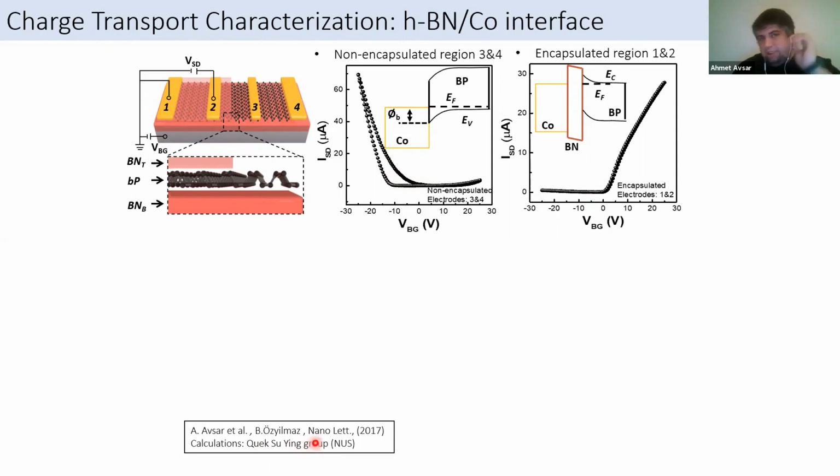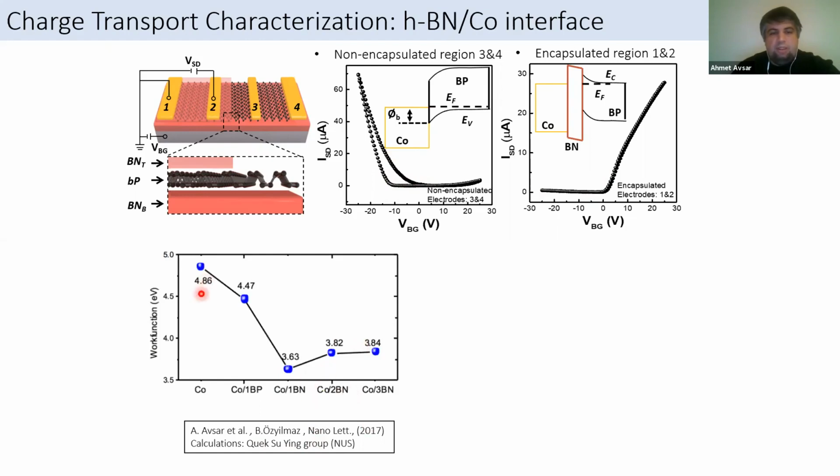We collaborated with Su Ying's group from NUS. But I must also give the credit that there was a PRB paper before, which was predicting theoretically what I'm going to show now, that because of the dipoles at the surfaces, basically this theory was saying that the effective work function of the cobalt is decreasing if you insert the hBN. So our calculation showed that it goes from 4.9 eV to 3.6 eV by just inserting a monolayer hBN, and by putting more hBN, this work function was not changing much. And that's why, indeed, in the case here without hBN, we are much closer to the valence band, and in the case of here, we are much closer to, of course, the conduction band. That's why we see p or n-type behavior.